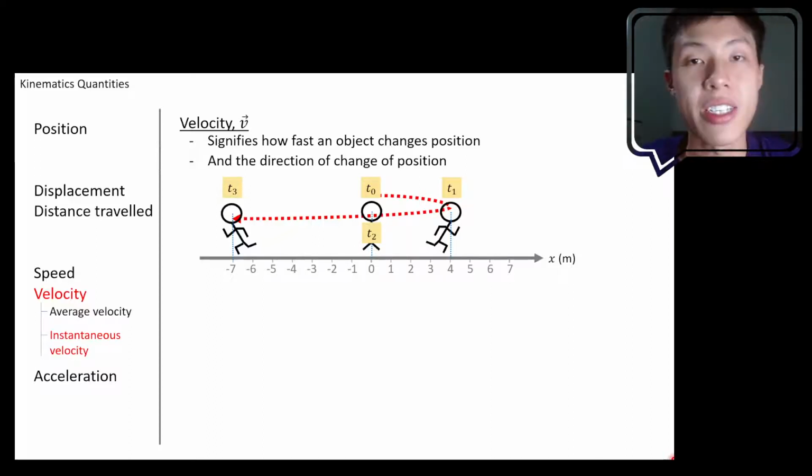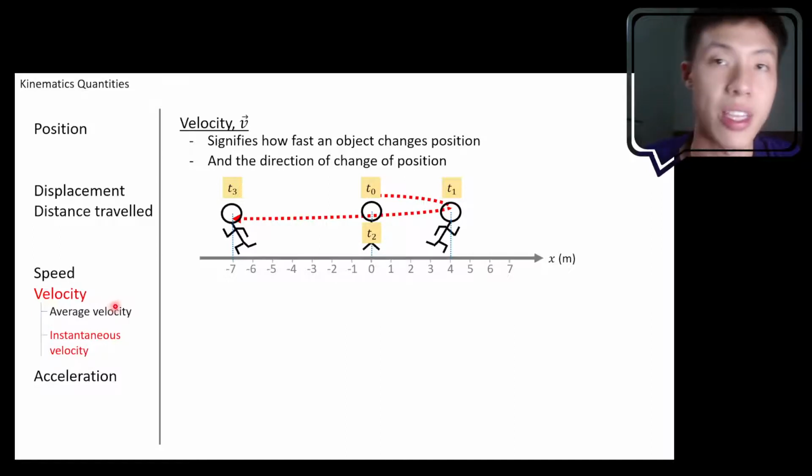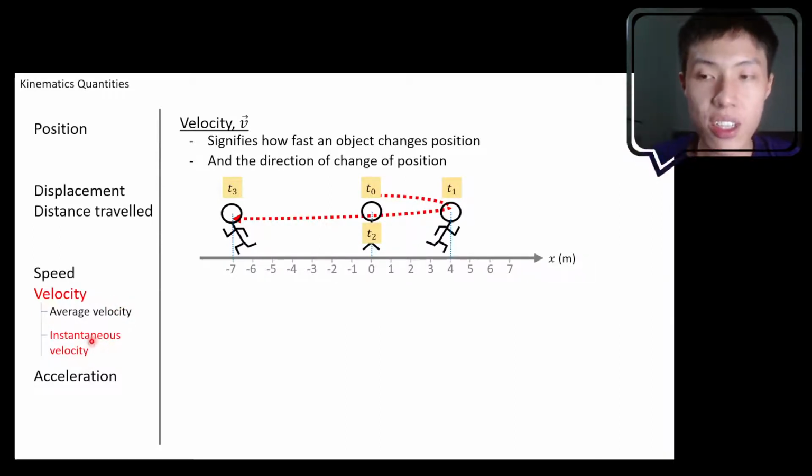Now, let's talk about instantaneous velocity. The previous video was on average velocity, but now we move on to instantaneous velocity. The discussion in this video will be quite similar to our discussion on instantaneous speed, just with a little more direction involved, because velocity is a vector quantity, whereas speed is a scalar quantity.